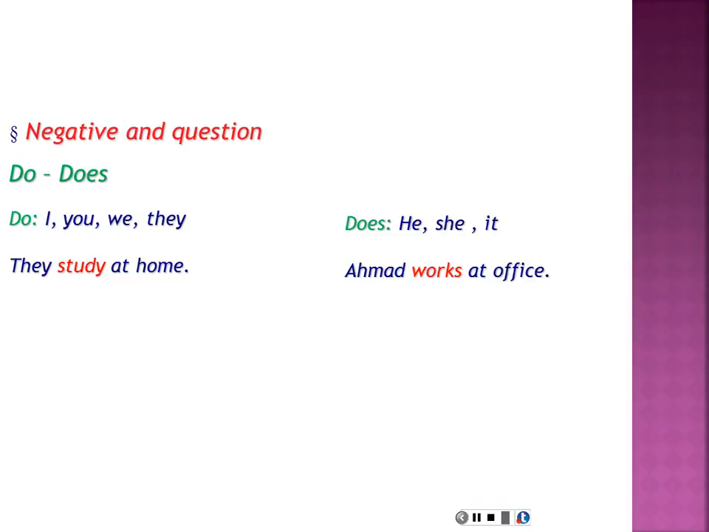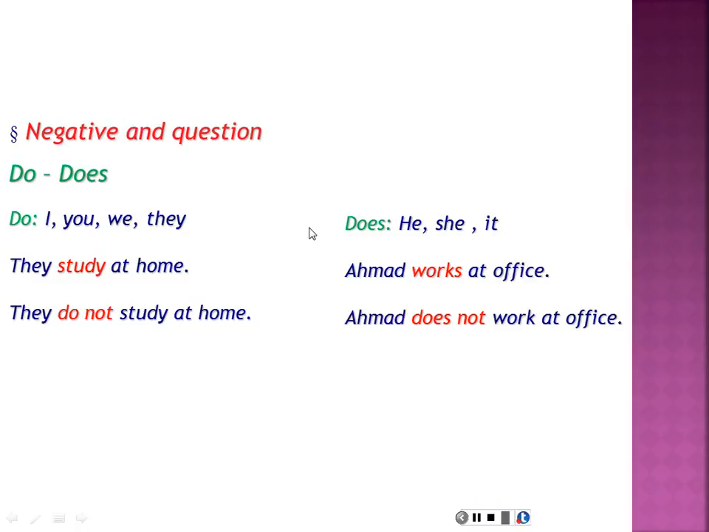So if you want to change this sentence into negative, we go back to the first sentence. They do not study at home. So we have to add do and not in the negative form before the verb. So they don't or do not study at home. So what we did, we added do and not before the verb.